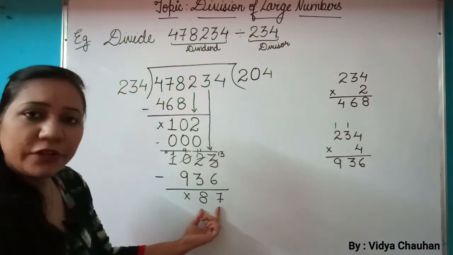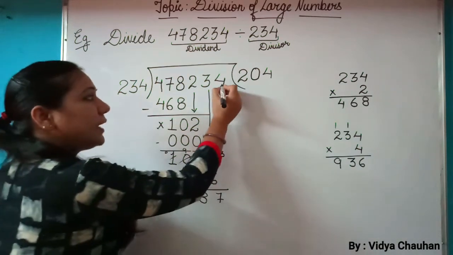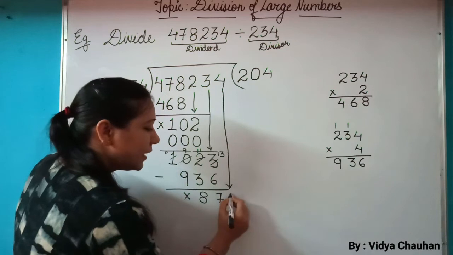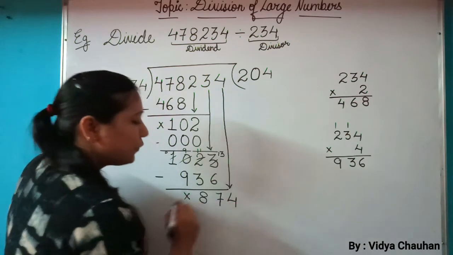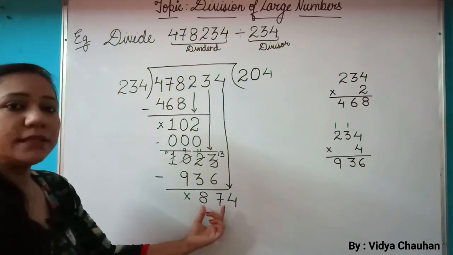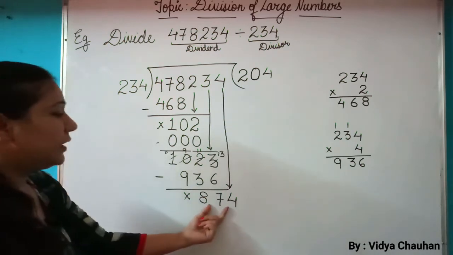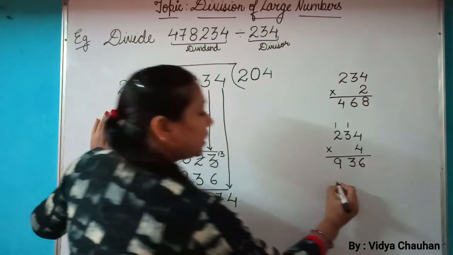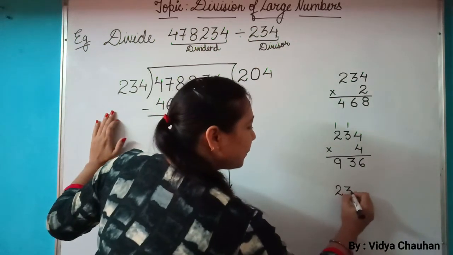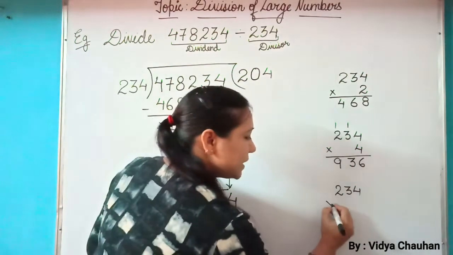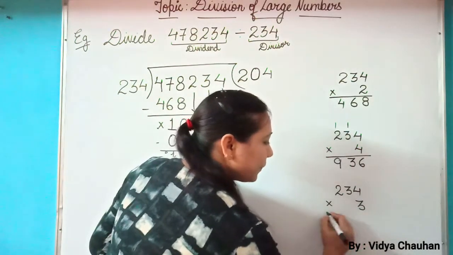So is our division complete? No, because we have one more digit. So let us bring down this last digit, and the last digit is 4. So now our number is 874. So let us perform the division for this. So 234, I want 874. Let us multiply it by 3 now.